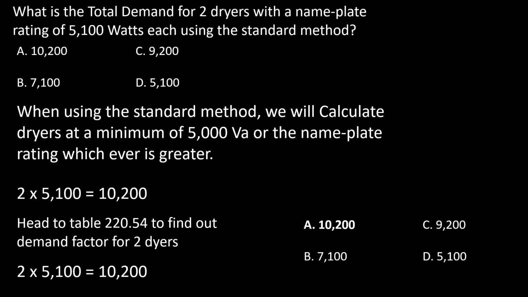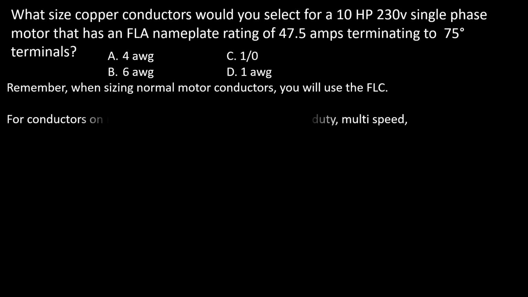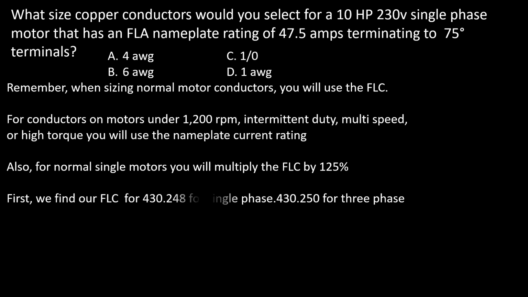Great job. What size copper conductors would you select for a 10 horsepower, 230 volt single phase motor that has an FLA nameplate rating of 47.5 amps, terminating to 75 degrees C terminals? So we're going to come down here. We're going to go through all of our initial steps, being sure that we head to table 430.248 for single phase. When we get there, we're going to come down, we're going to do our process, and we're going to find out that this motor's FLC is 50 amps.